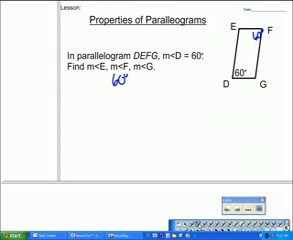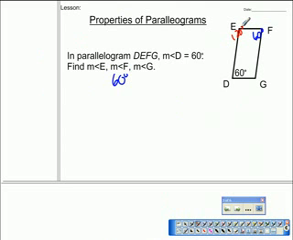Okay, not everybody at once. Yeah, what do D and E have to add up to? 180, because consecutive angles are supplementary. So if D is 60, what's E? 120. Now you can get G by saying, okay, E and G are congruent because they're opposite angles, or you could say 60 plus G has to equal 180. Either way, you get that those two are 120 degrees. So that's 120, and that one is 120. So that's how we figure it out, and that's why I said, in order to find the measure of all four angles in a parallelogram, I only have to be given one, because I can use that opposite angle congruency, and the consecutive angles are supplementary.